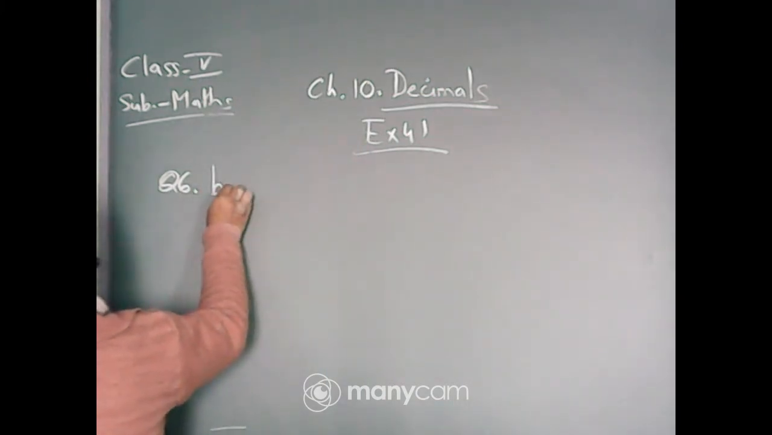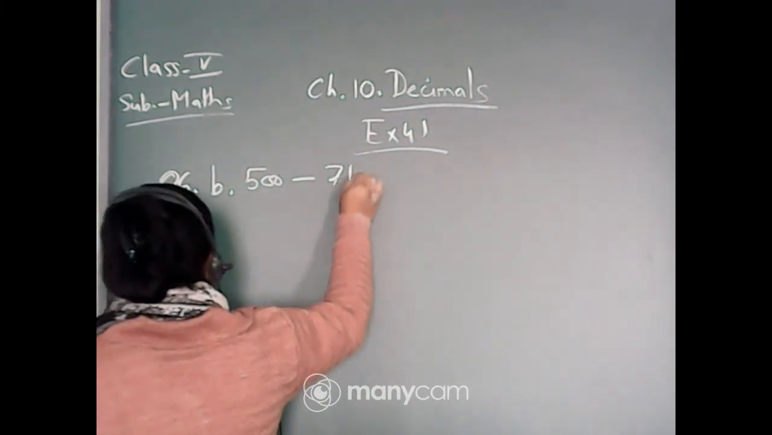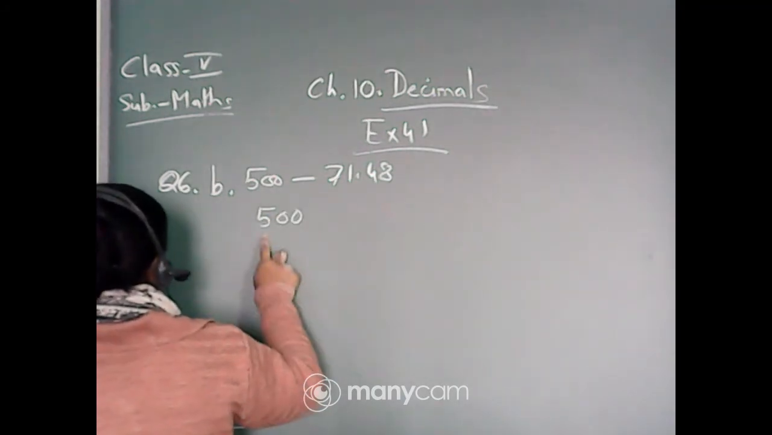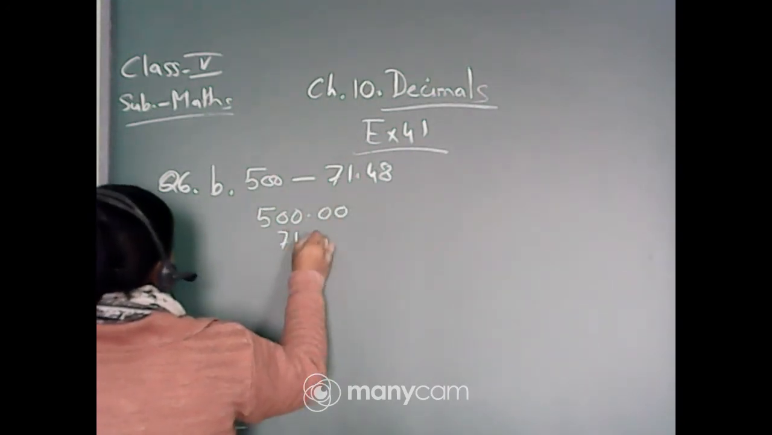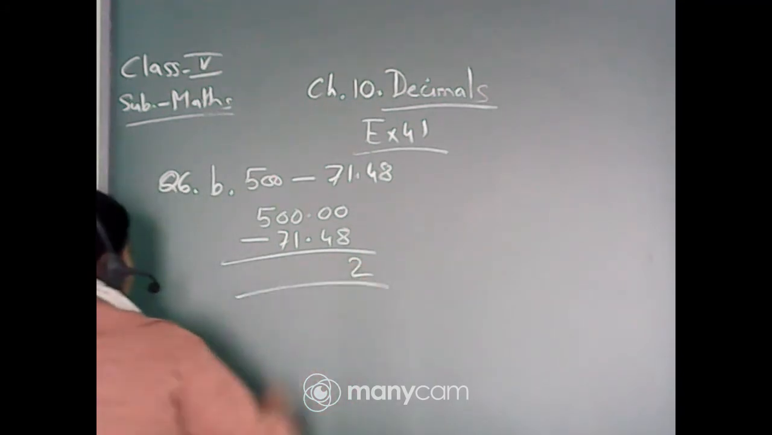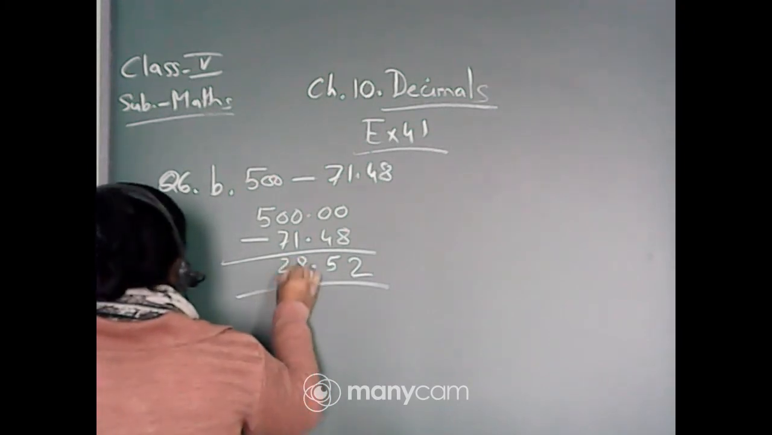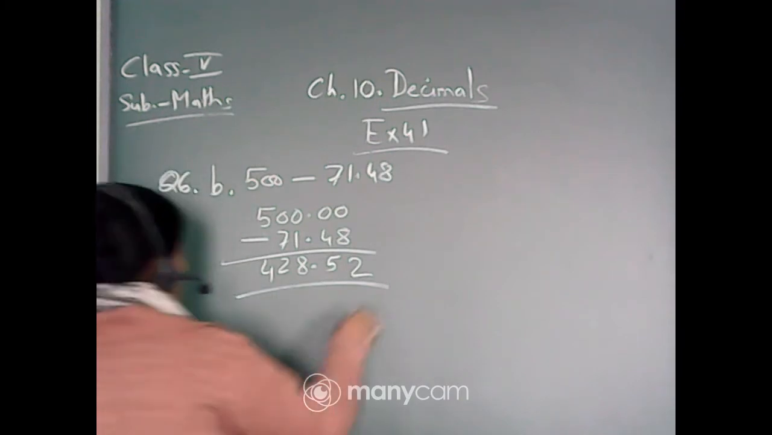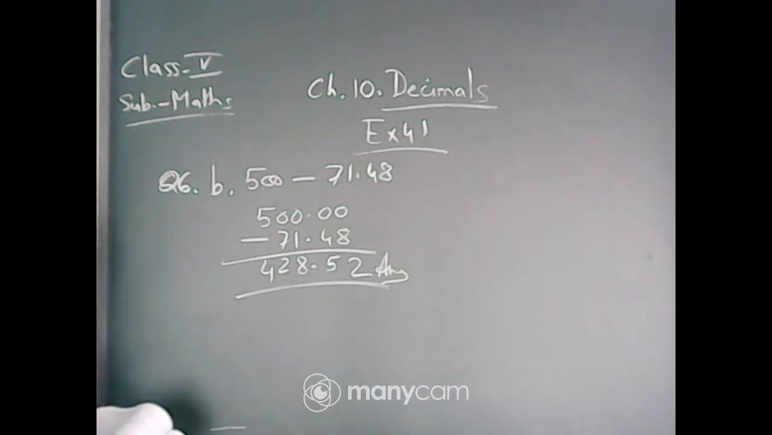B. It is given 500 minus 71.48. So 500, and as you know 500 is the whole number, after that 0 0, and here it is 71.48. So subtract it. 2 5 8, 2 and 4, that is 428.52. Okay, so this way you will subtract it.